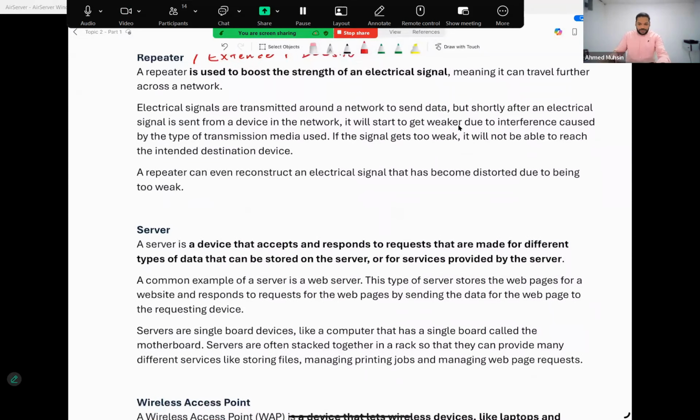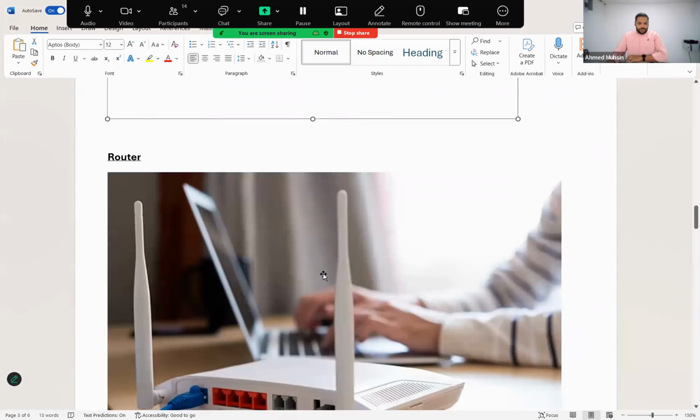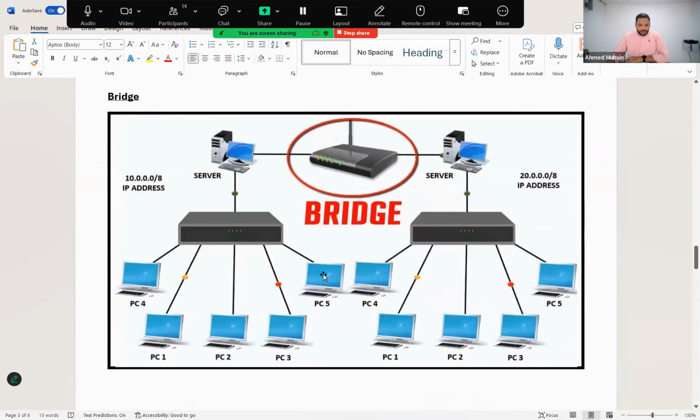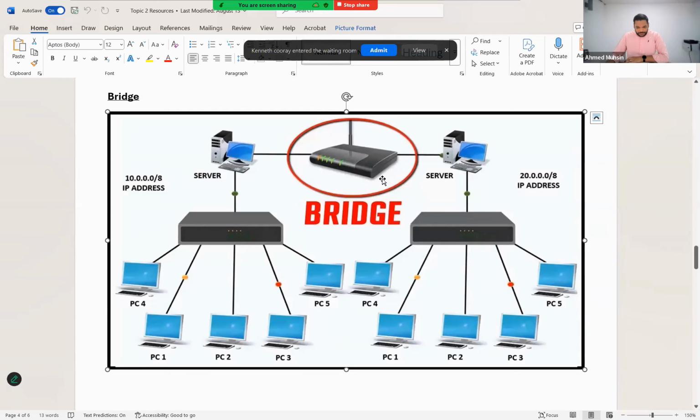I think I didn't show you all this picture now. So we saw router. Guys, this is a diagram for a bridge. You can see you have a network over here, you have a network over here, and both these networks were connected together using a bridge. So now you have one big network. Earlier it was one network here, one network here.